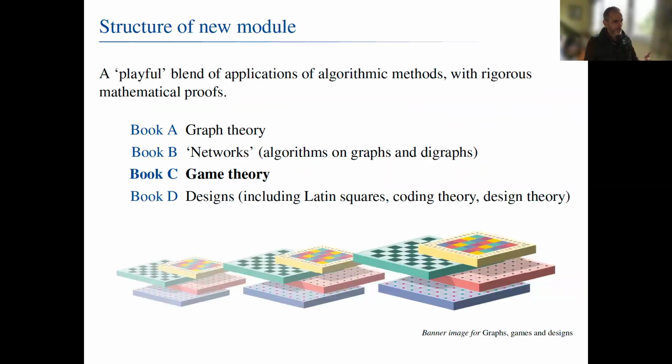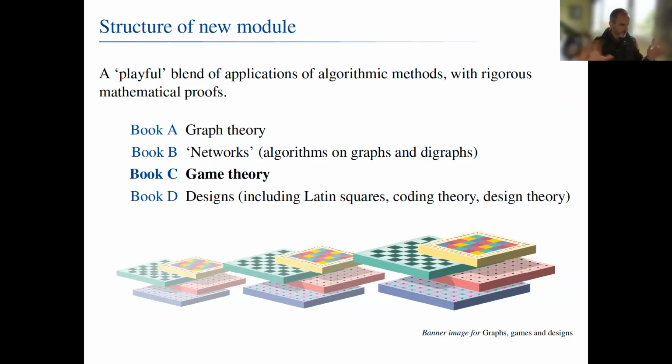Okay, so here's what the new module essentially looks like. It's divided into 4 books. I won't talk about the other 3, of course, but book A is standard graph theory. Book B is networky type stuff, which you can largely think of as algorithms, that sort of thing. Book C is the bit we're going to talk about today, which is game theory. And then the last one's about designs.